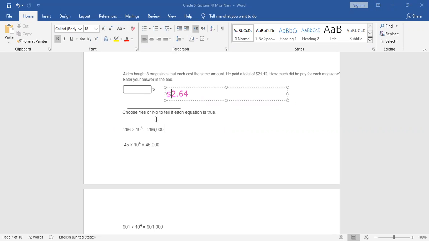Okay, so choose yes or no to tell if each equation is true. Here is 286 multiplied by 10 cubed, which is 10 to the power 3. That's 3 zeros, yes, right. 45 multiplied by 10 to the power 4 equals 45,000, of course, no. So the first one is okay. The second one is wrong.